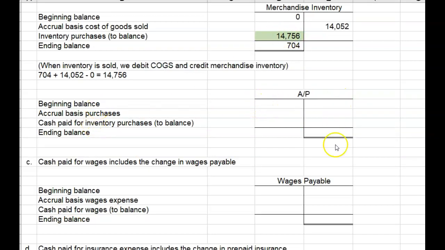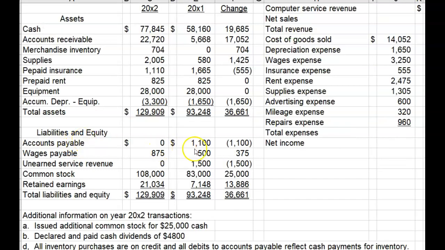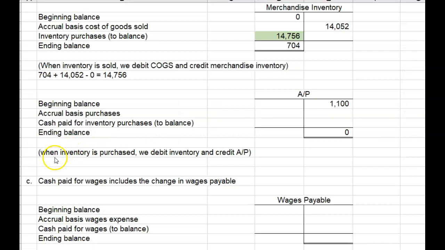So let's talk about the T account for accounts payable then. We want to put in our beginning balance and our ending balance. Accounts payable is a liability account, so our beginning balance is a $1,100 credit balance, and our ending balance is 0. Let's pop those into the T account. Throughout the year, when inventory is purchased, we debit inventory, that's why it's a debit there, and we credit accounts payable. So we need to put our accrual basis purchases into our accounts payable T account as a credit. Throughout the year, when we pay our payables, we debit accounts payable and credit cash.